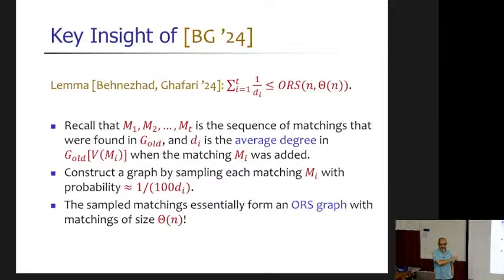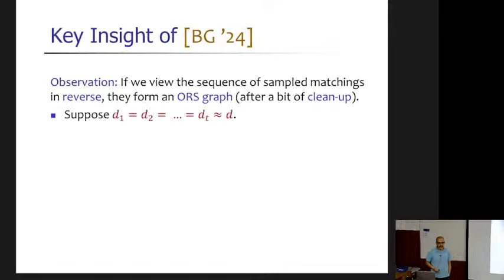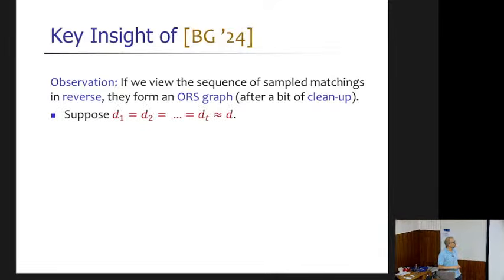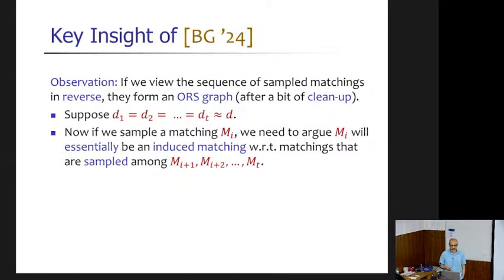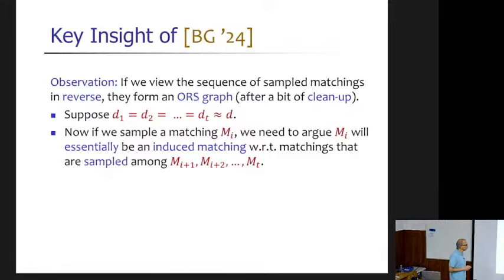Okay? So let me show you the idea in a bit more detail. Let's imagine, for simplicity, this captures the crux of the argument anyway, let's imagine all the degrees were roughly the same. They were within a constant factor of each other. Okay, d1 to dt were roughly just the same quantity d. You can do geometric grouping and then apply this argument otherwise. Now, when we sample a matching Mi, I want to argue that after I'm done sampling all the remaining matchings, Mi is going to look more or less like an induced matching with respect to all the edges in Mi plus 1 to M sub t, the suffix.